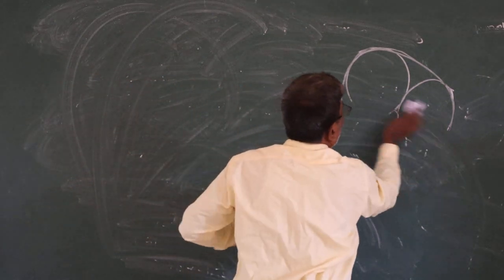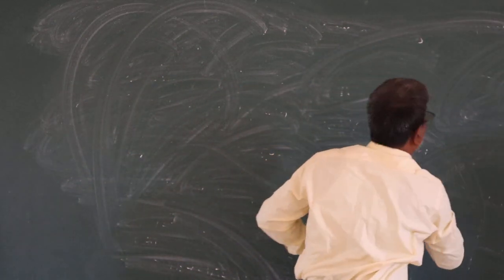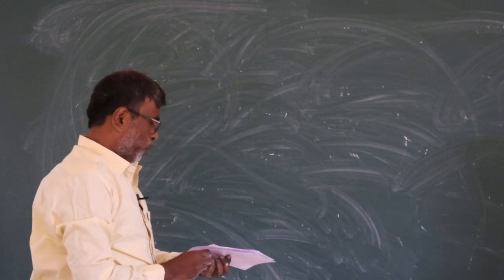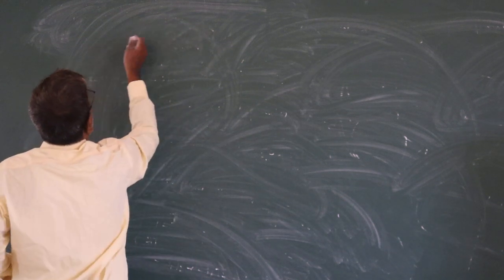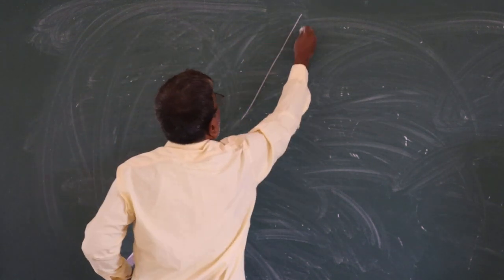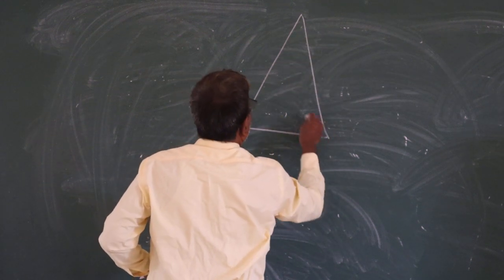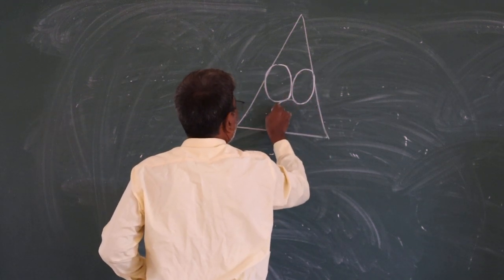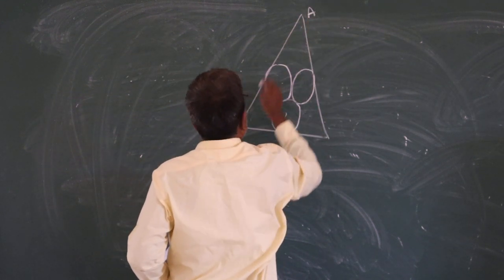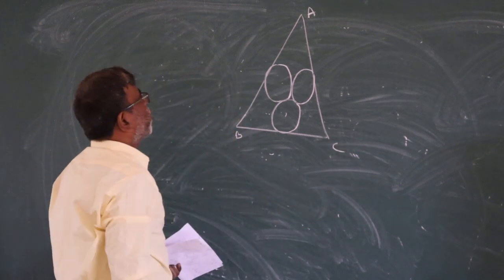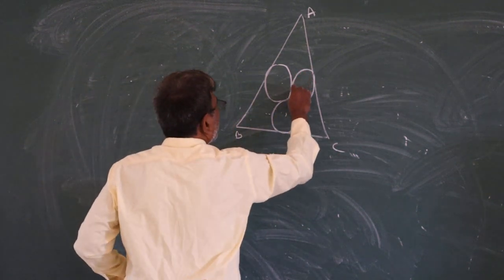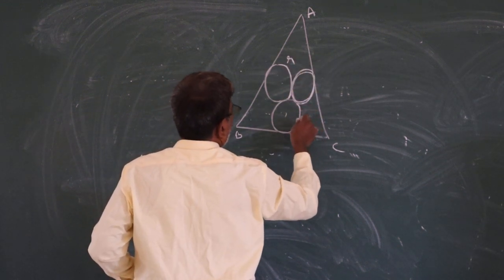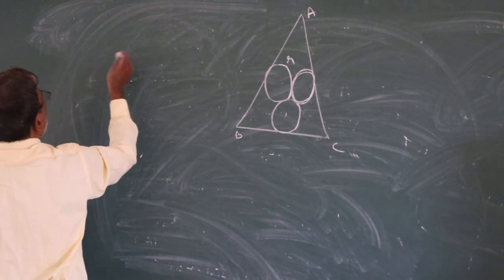So here, suppose this is the triangle. A circle lies inside, a circle like this also inside. So this is the question. ABC is the equilateral triangle. In this one, three circles are inside it, touching each other externally, equal circles, three equal circles as shown in the figure.